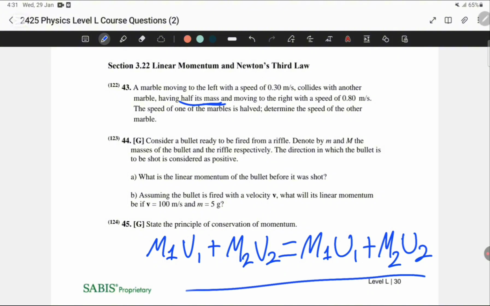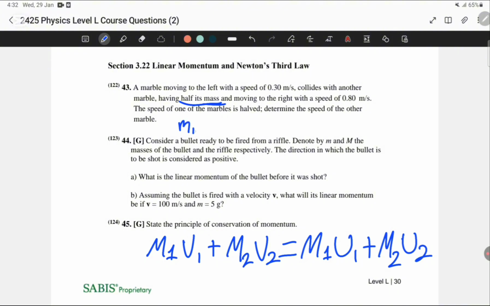Here I already pre-wrote the rule for this question. Mass 1 times velocity 1 before the collision, plus mass 2 times the velocity before the collision, is equal to mass 1 times the velocity after the collision plus mass 2 times the velocity after the collision. Okay, so here immediately we are going to say that since it's going to the left, it's going to be with a speed of 0.3 meters per second. This is going to be in the positive sense.